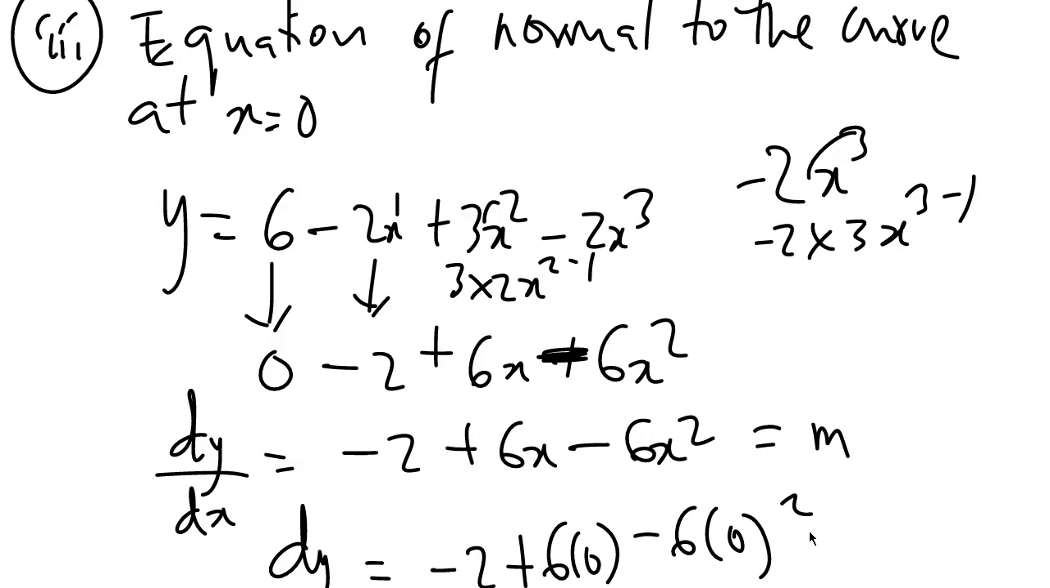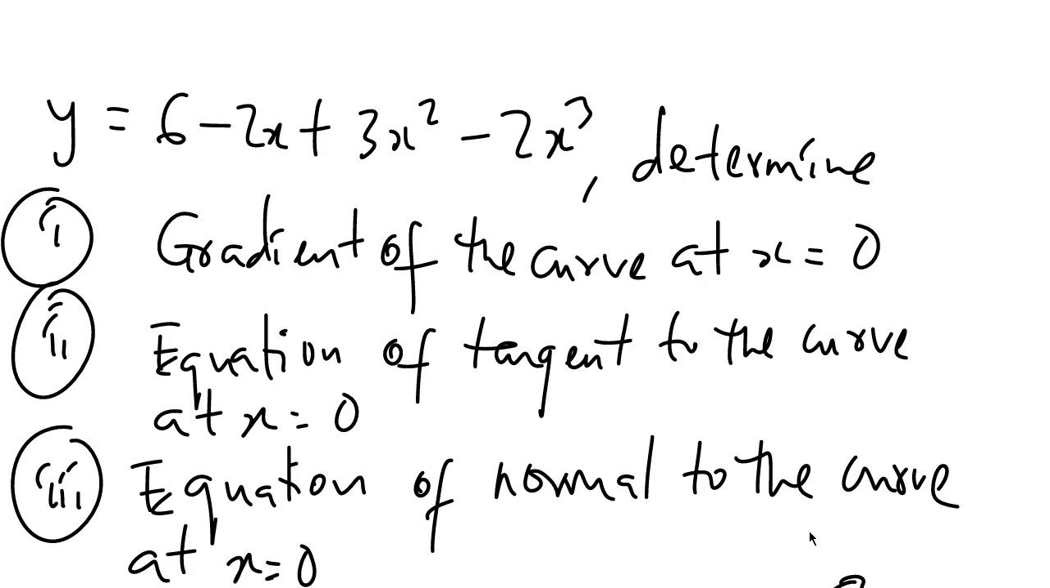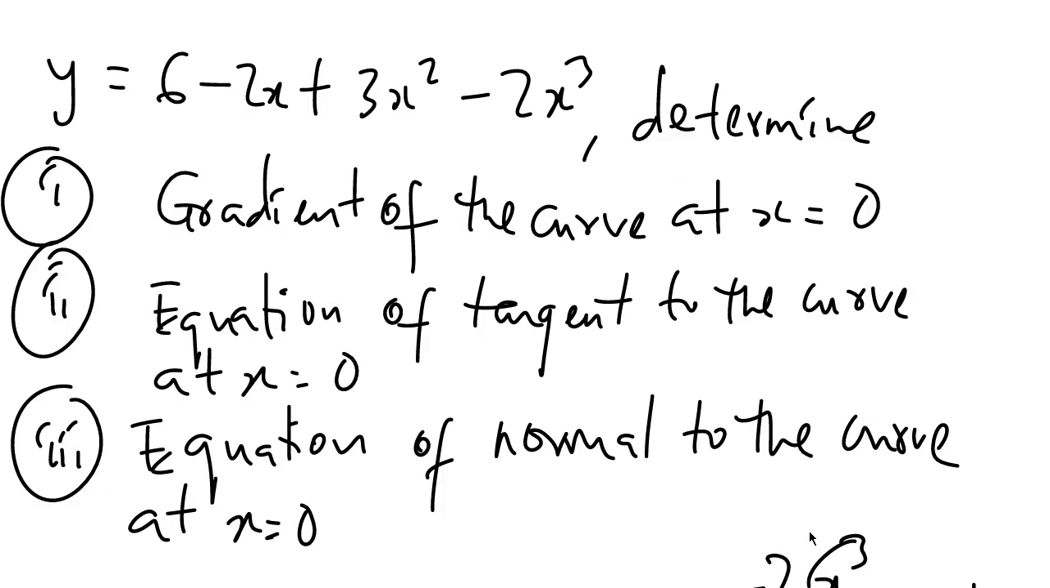But now the next question says, if you've watched the first video in this series, you should be able to answer question two. It says equation of the tangent to the curve at x equals 0. And remember that in order for you to calculate the equation of tangents, you have to get the xo. The xo in this case is 0. They have already given you the x coordinate. But in order to find the yo, which is the y coordinate, substitute 0 in the function.